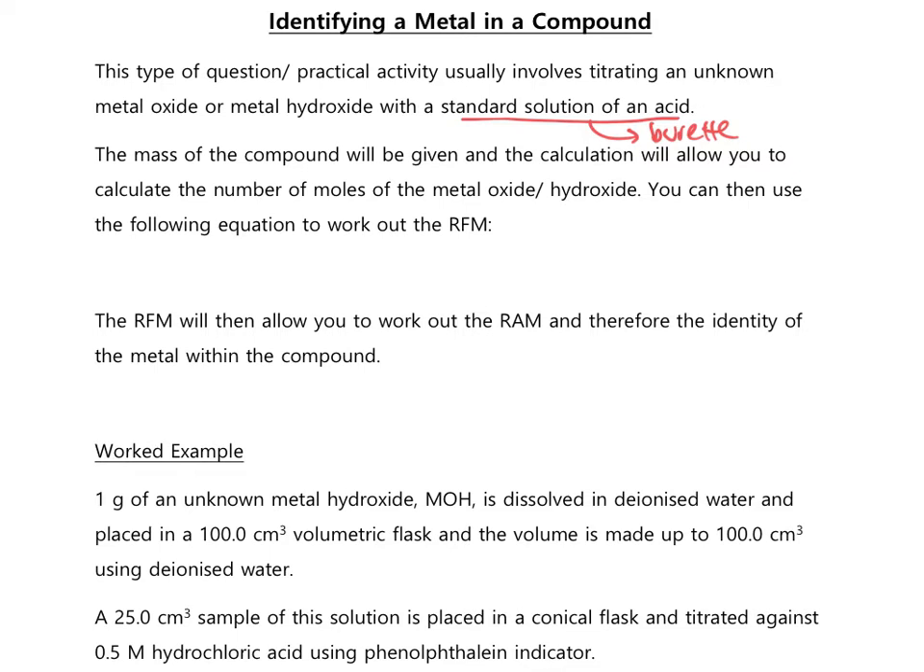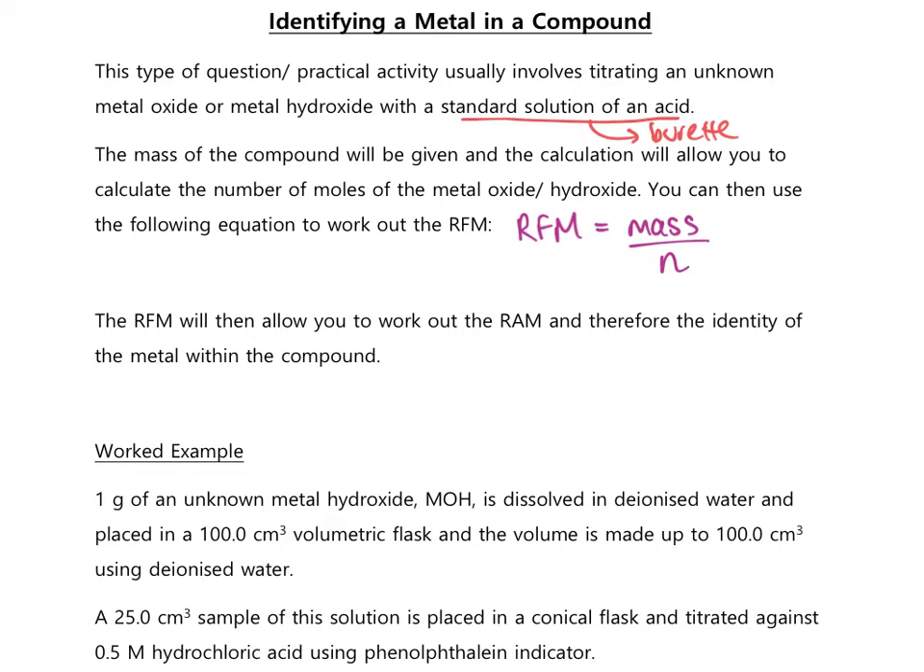So you'll be given the mass of the compound to start with, and the calculation will allow you to calculate the number of moles of the metal oxide or hydroxide from the titration. Once you've worked out the moles, you can then calculate the RFM using the equation RFM equals mass over n. And that's just a rearrangement of n equals mass over RFM, or mass equals n times RFM. So that will give you the RFM of the metal oxide or the metal hydroxide.